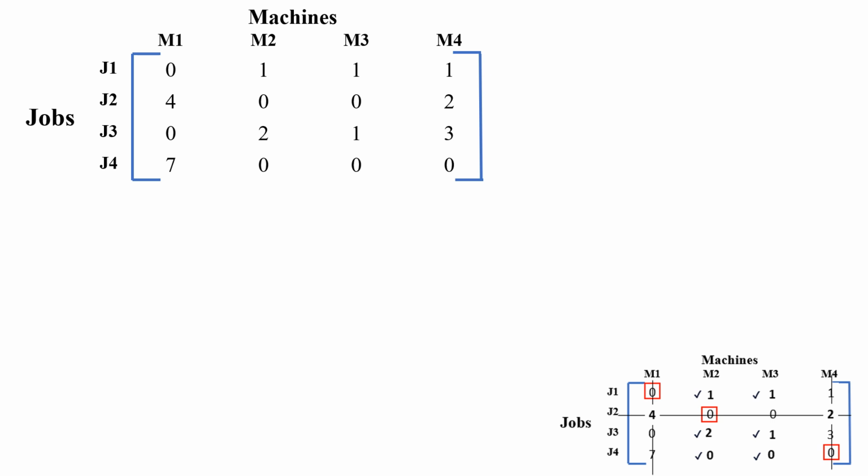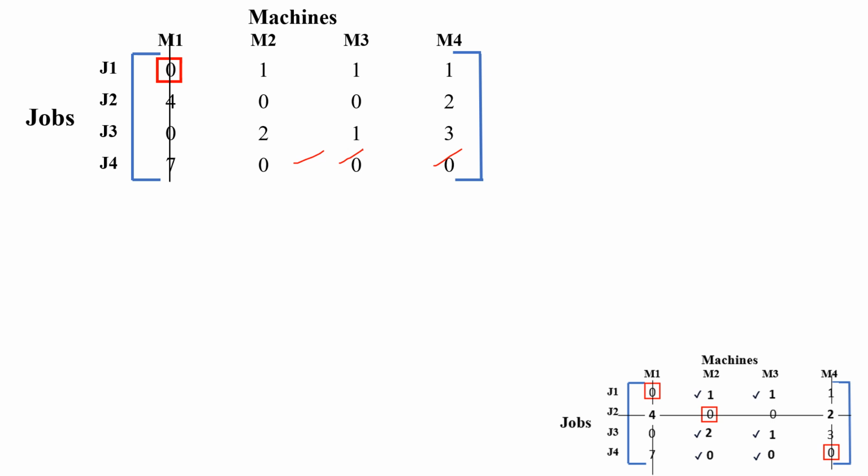Next, draw a minimum number of lines to cover all the zeros. For this, first we go for the row scanning. In the first row, there is exactly one 0. So we mark a square around that 0 and draw a vertical line. In the second row, there are two zeros, so we skip the second row. In the third row, there are no zeros, so we skip the third row. And in the fourth row, there is more than one 0, so we skip the fourth row also.